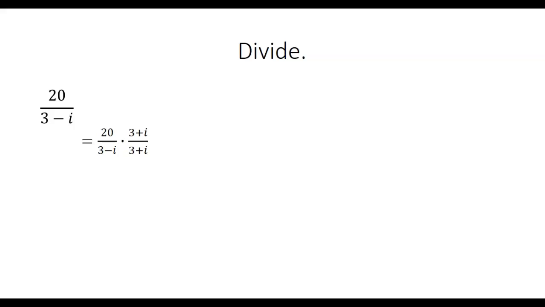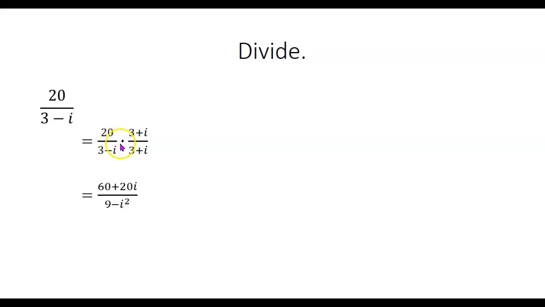This is pretty much the same trick that we used back when we were rationalizing denominators that had more than one term, but where one of them had a square root. Because that's really what's going on here. The i is really a square root. It's the square root of -1. So we're taking the 3 minus i, and we're multiplying by the conjugate 3 plus i. And whatever we multiply by on the bottom, we have to multiply by the same thing on top. So here's what we get.